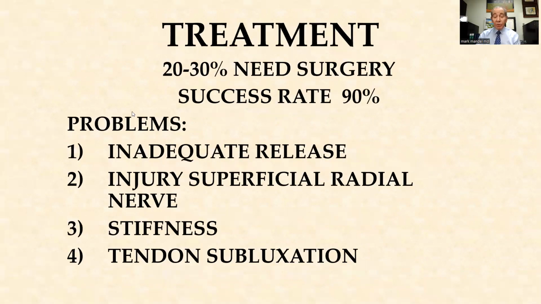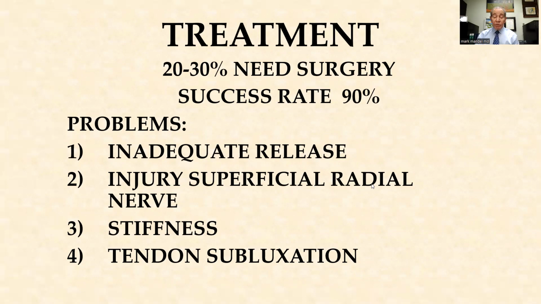Now, what about the 20 to 30% that need surgery? Well, the success rate is 90%. So if you put together the 90% success rate for 30% and the 100% for the others, you have an overall success rate for treatment of de Quervain's of about 95%. What are the problems? Well, on the back of the wrist, there are many smaller tendons. So sometimes if you release the main compartment, there may be other compartments that are unreleased.